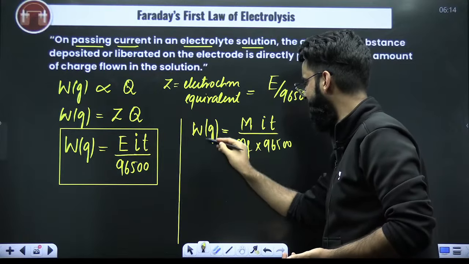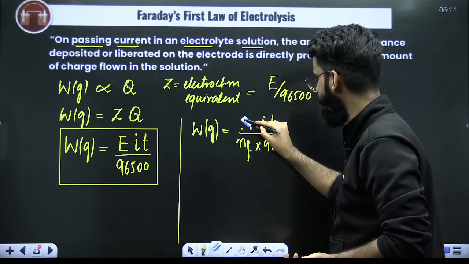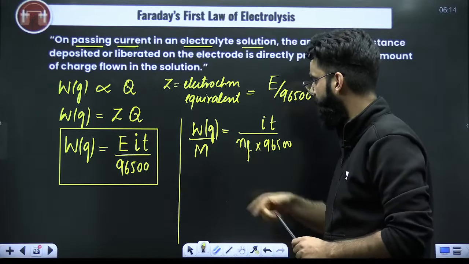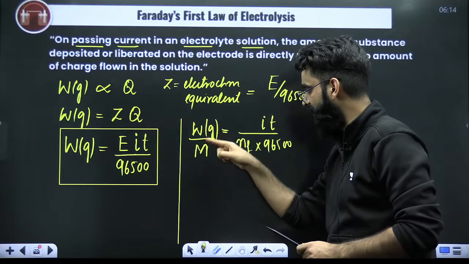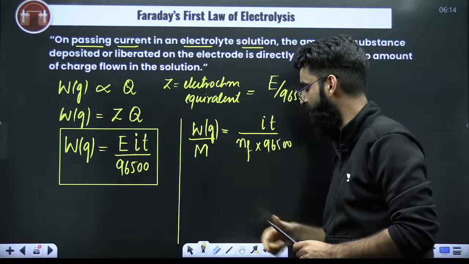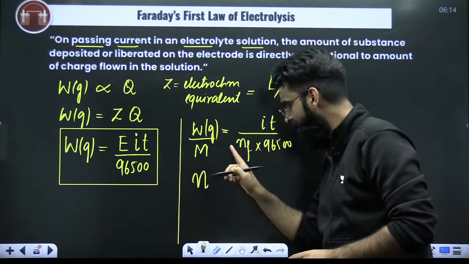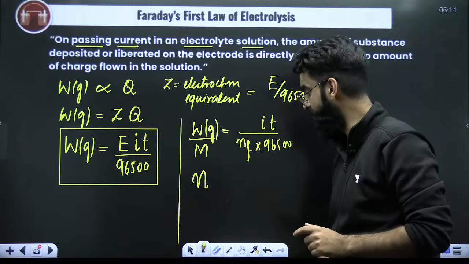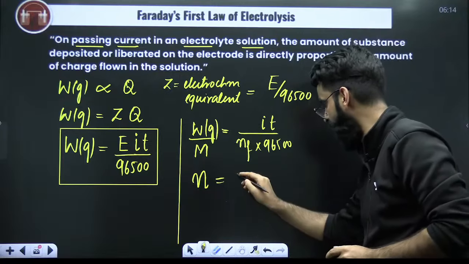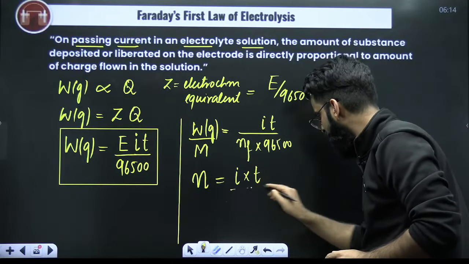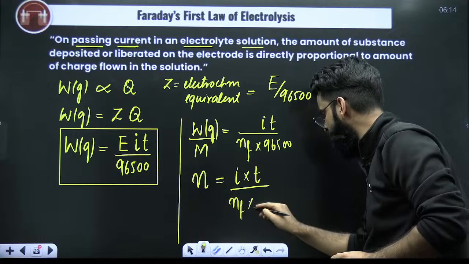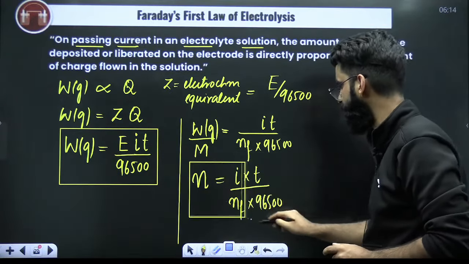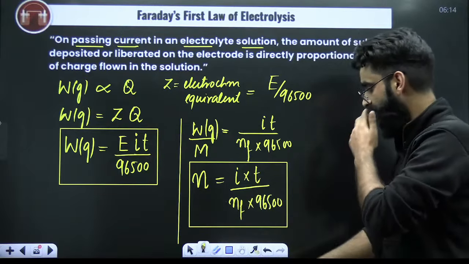If you take this molar mass here in the denominator, what do we get? W divided by M. Mass of substance deposited or liberated divided by molar mass of the same substance. Given mass by molar mass, that's called moles. So n represents the number of moles of the substance which are being deposited or liberated. It's equal to I multiplied by T divided by the n factor of the same substance multiplied by 96500. This is something which I want you guys to remember again.